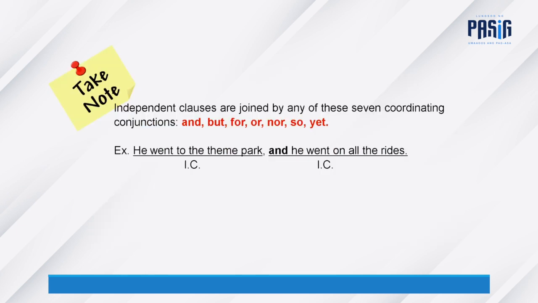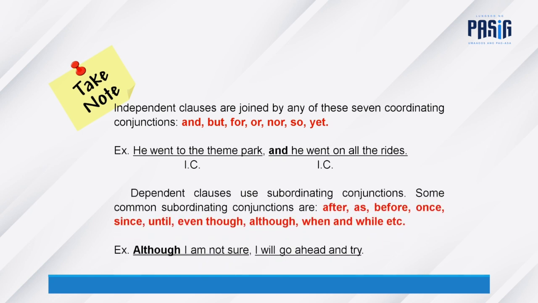Please take note that independent clauses are joined by any of these 7 coordinating conjunctions: and, but, for, or, nor, so, and yet. Example, he went to the theme park and he went on all the rides. These are 2 independent clauses joined by the word and. Dependent clauses use subordinating conjunctions. Some common subordinating conjunctions are after, as, before, once, since, until, even though, although, when, and while, etc. Example, although I am not sure, I will go ahead and try.